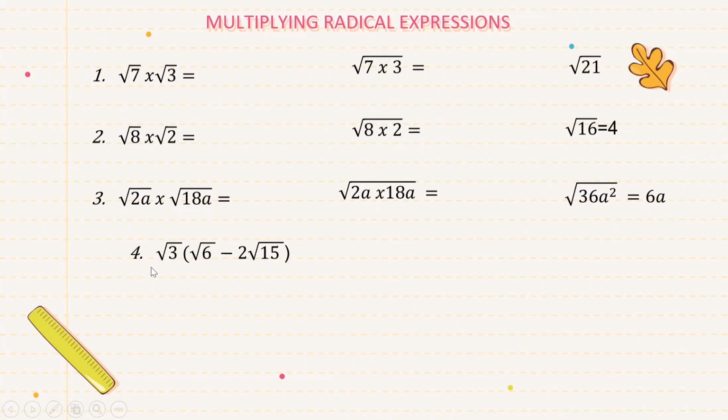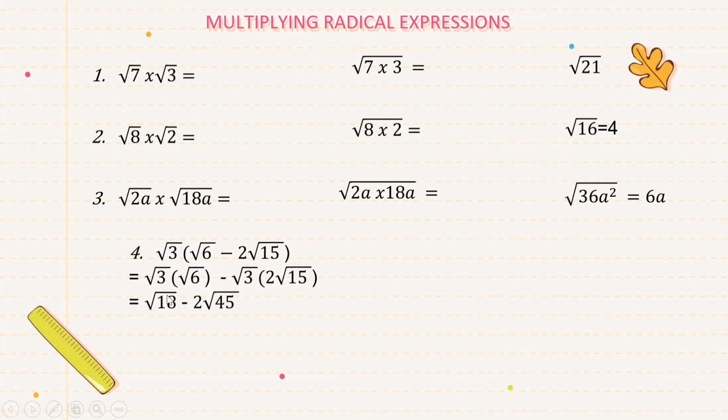Number 4, the square root of 3 times the quantity of square root of 6 minus 2 square root of 15. So, sa mga ganitong klase ng examples, ang gagamitin natin ay distributive property. Ibig sabihin, yung constant natin na square root of 3, imumultiply natin siya in each term. And sa example na to, we have 2 terms. And let's do it. The square root of 3 times the first term, which is the square root of 6, minus the square root of 3 times the second term, which is 2 square root of 15.